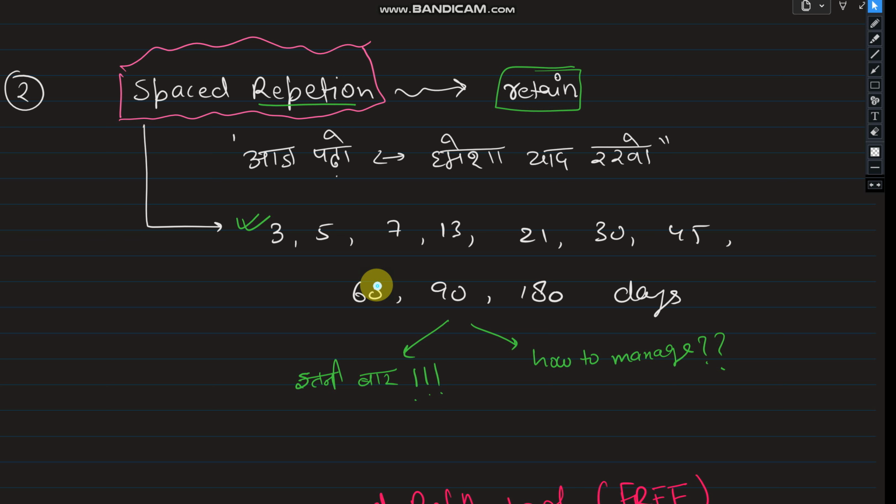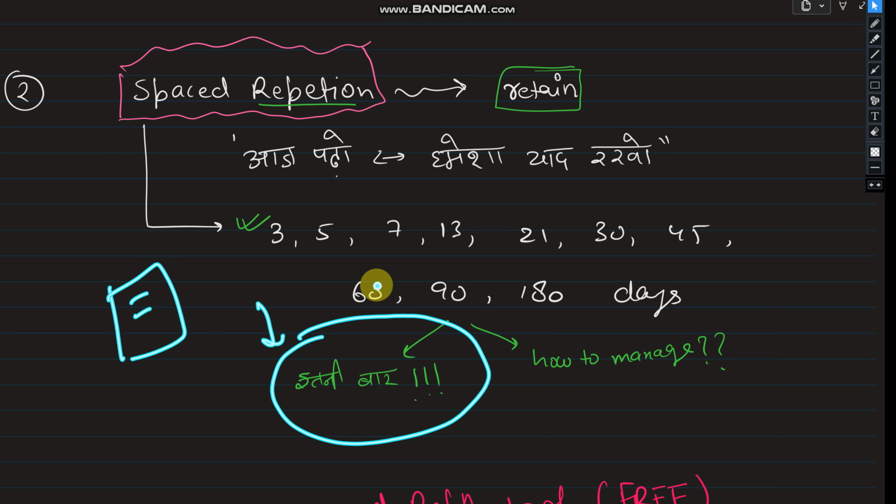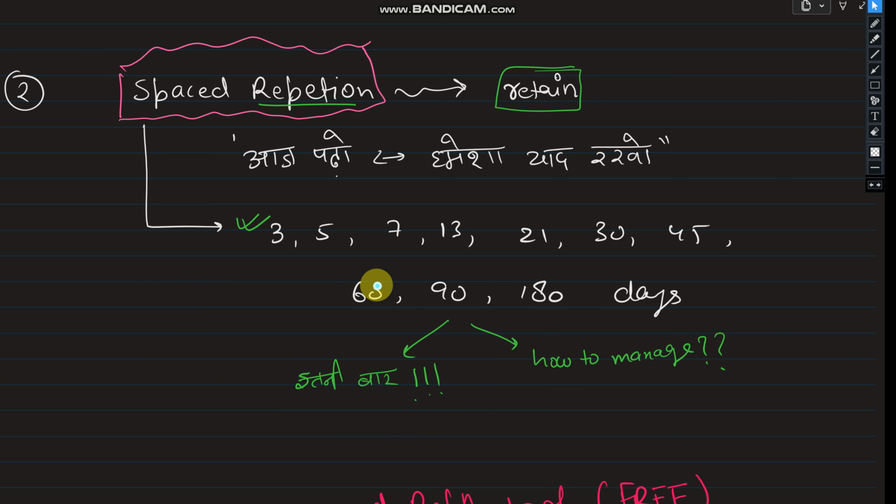Now here the problem comes: how to revise so many times, to be very honest. There are 1000 topics, we'll be learning thousands of topics every day, and then how to come up with a system? The second question is how to come up with a system that helps us say that this is what I have to revise today.